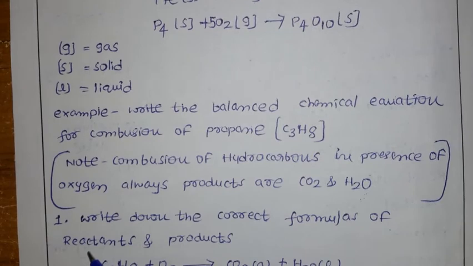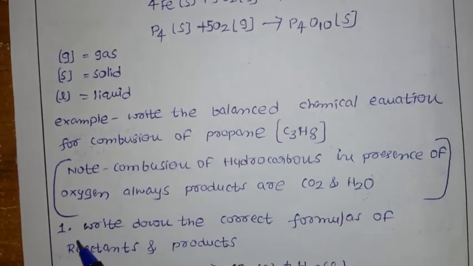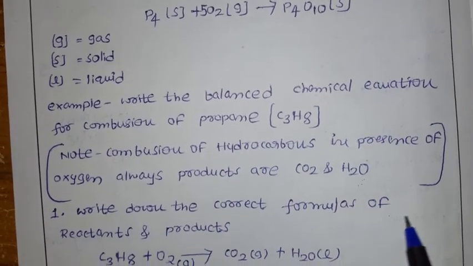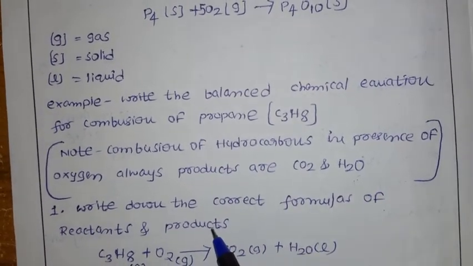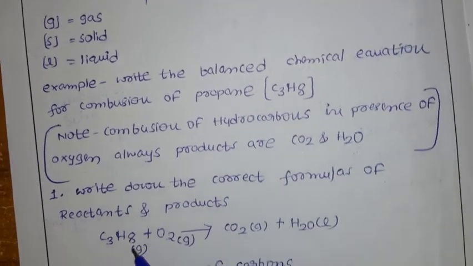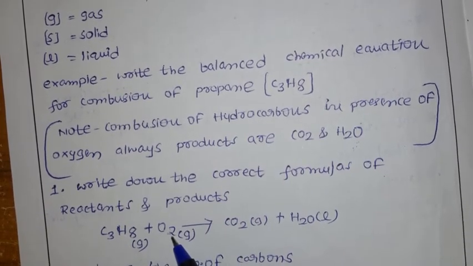Now what we are asking is to write the balanced chemical equation. Now I am going to write it step by step. First step is what? Write down the correct formulas of the reactants and products. So they are simply what? Combustion of propane means you are going to burn the propane in presence of oxygen. This is a reactant. Correct formulas.